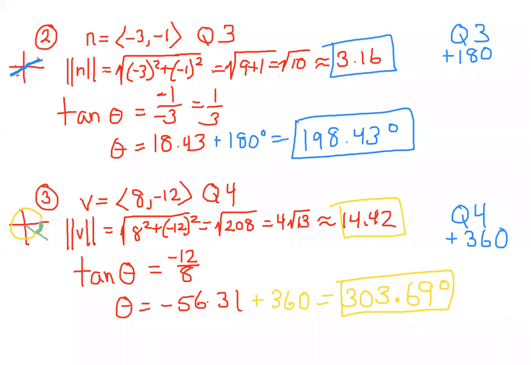The first one that we did on the first page, if it's in quadrant 1, you don't have to add or subtract anything. You're all set. Quadrant 3, you add 180. Quadrant 4, you add 360. Let's see what else we're going to do.